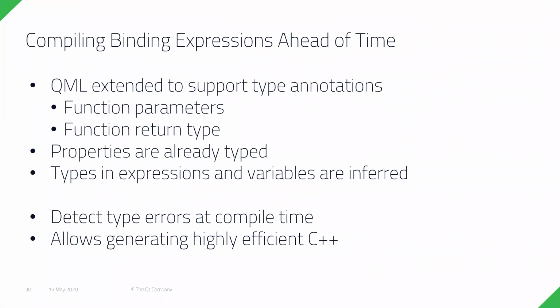So to summarize again, we're quite aggressive about compiling everything ahead of time, including your code, including your binding expressions. We extended the syntax a little bit by requiring you to specify functions and what types are. Everything else we can infer. We can figure out if you have a binding expression and this is assigned to a color property or a bool property, we can figure out that the variable inside it has to be a string or you have to return one. But for functions, we can't. So we kind of changed the QML syntax slightly to add these annotations.